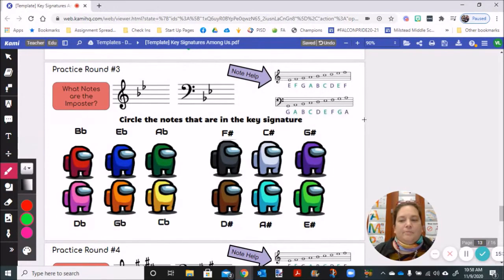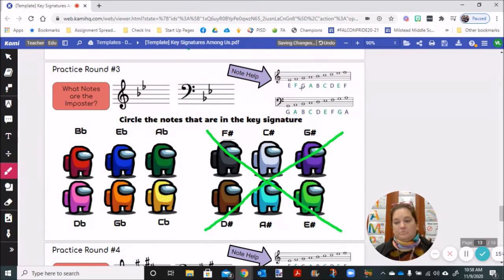We have 2 symbols in our key signature. They are flats, so we can take our drawing tool and cross out the sharp imposters. There are no sharps in the key signature. Now we have to look from left to right. So we're going to look at this one first and this one in the bass clef. Always left to right. Third line treble clef, second line bass clef.